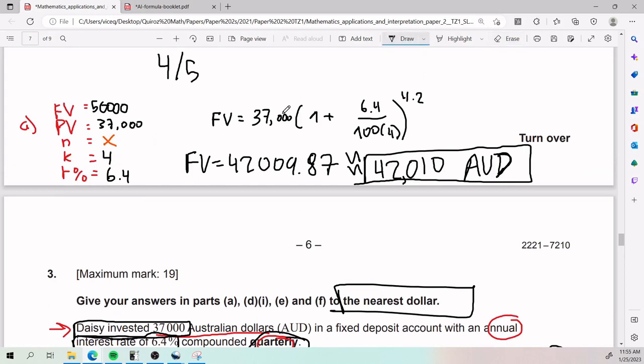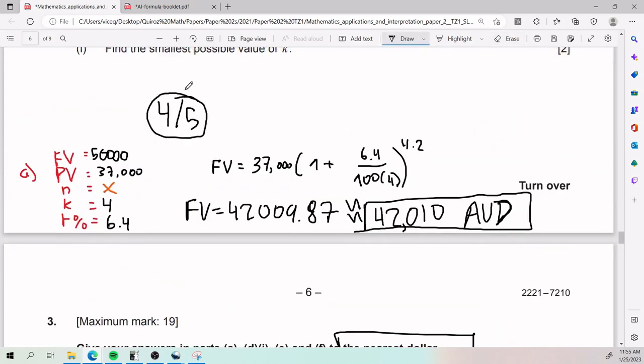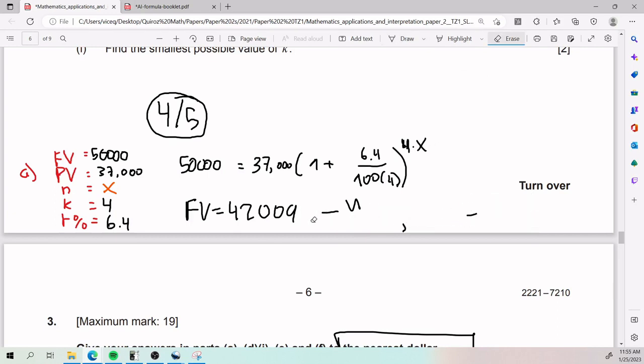So essentially, I still have a 4 out of 5, but my values change a little bit. Now I'm going to be plugging in FV over here, so I'm going to have 50,000 over here, and I'm going to be changing this 2 to a variable. We're just going to put it as X. So this is my new 4 out of 5 that I'm working with. This is now the variable that I'm missing, and now I need to find the value of X.